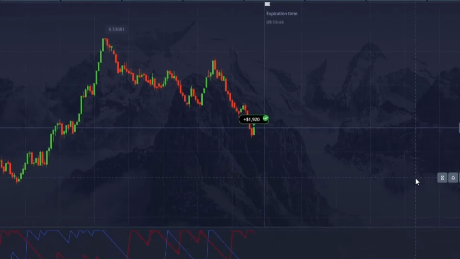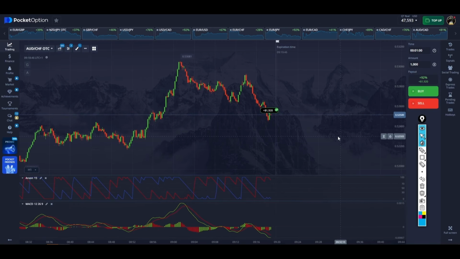Perfect. The trade on the Australian dollar Swiss franc worked out exactly as planned. I'm taking the profit and we already have a solid result. But let's keep trading with this strategy and look for more opportunities.